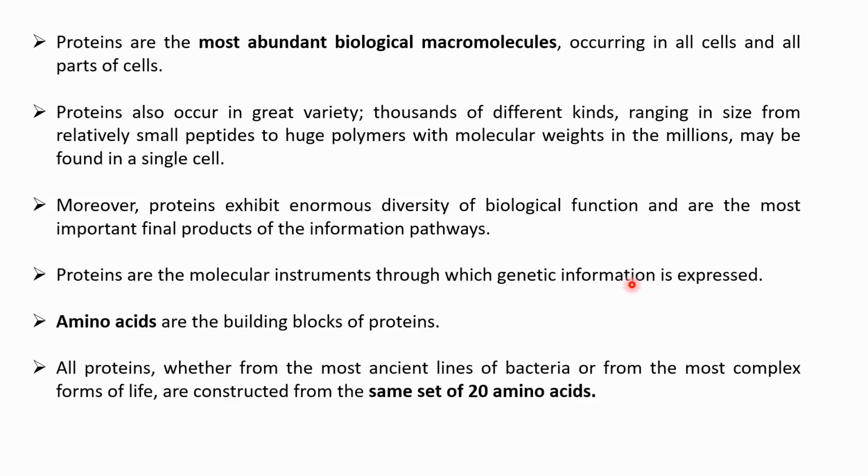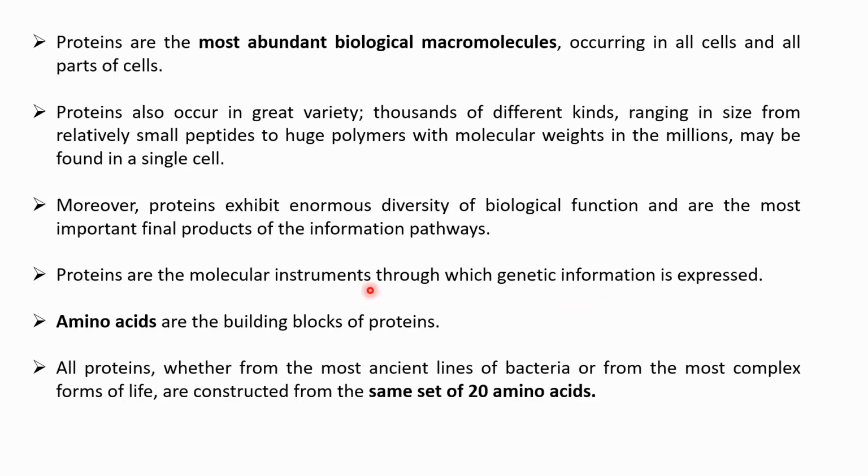Genetic information present in DNA or RNA gets expressed ultimately in the form of proteins. DNA, for example, gets transcribed into RNA by the process known as transcription. This RNA then codes for proteins by the process known as translation. Therefore, we can say that proteins are the molecular entities through which genetic information is expressed within the cells.